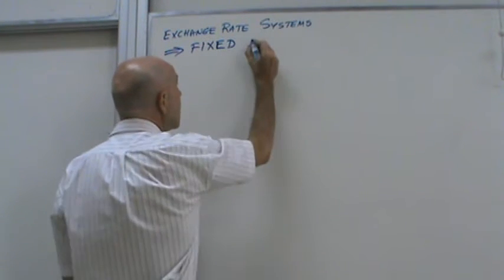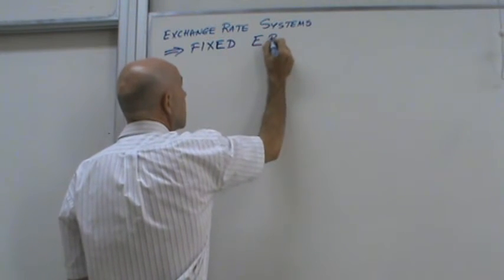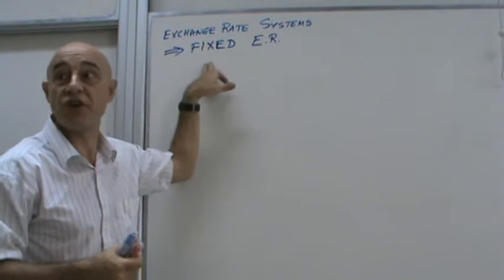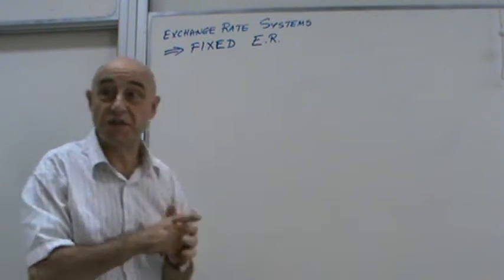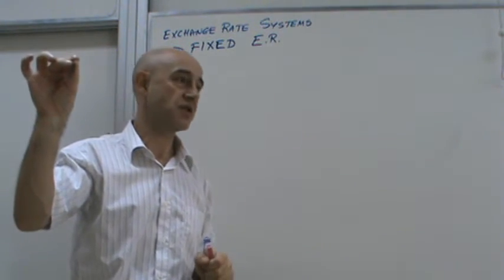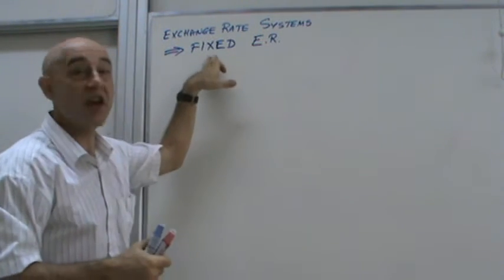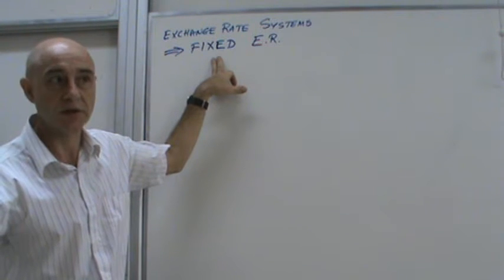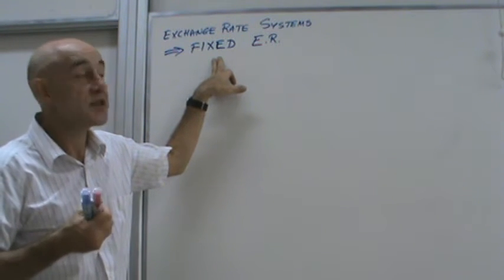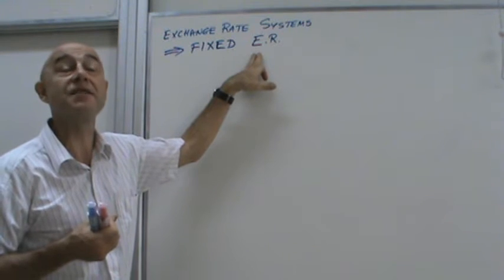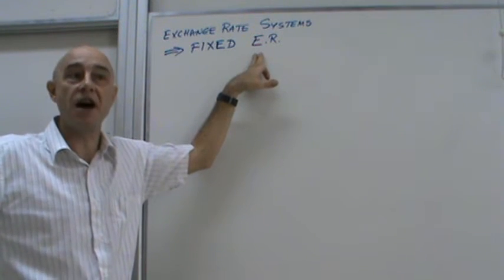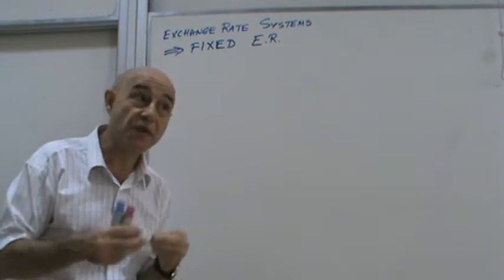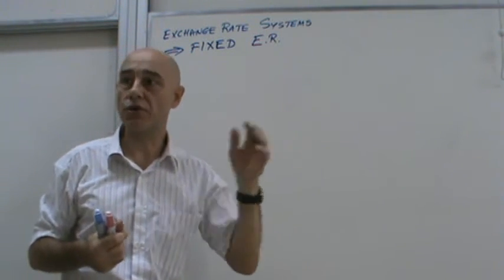fixed exchange rate. A fixed exchange rate doesn't mean that the exchange rate is fixed. It means it is fixed to one currency, usually the US dollar. So it may float against the others, but against the dollar it is fixed. Or it could be fixed against the euro.